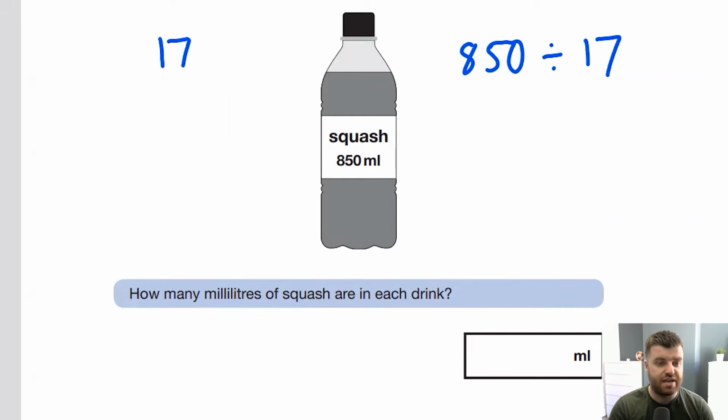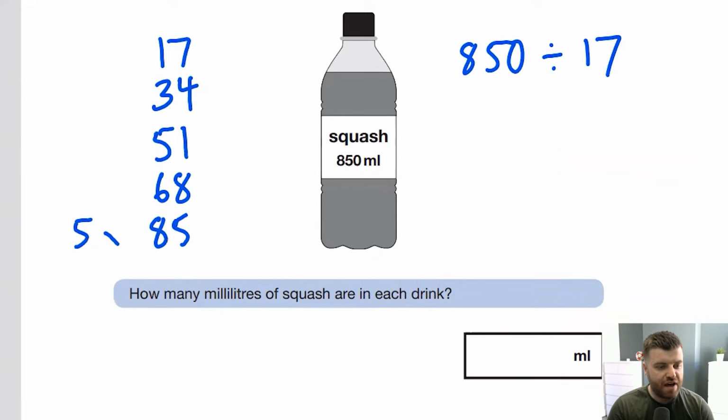So I'm going to write them down the side here. 1 lot of 17, 2 lots is going to be 34. 3 lots is going to be 51. 4 lots is going to be 68. And finally, 5 lots, which is going to be the key bit of information here, is 85. So 5 lots of squash is 85 milliliters used.